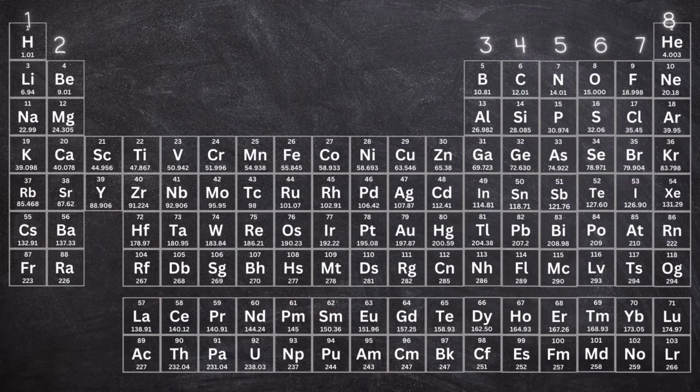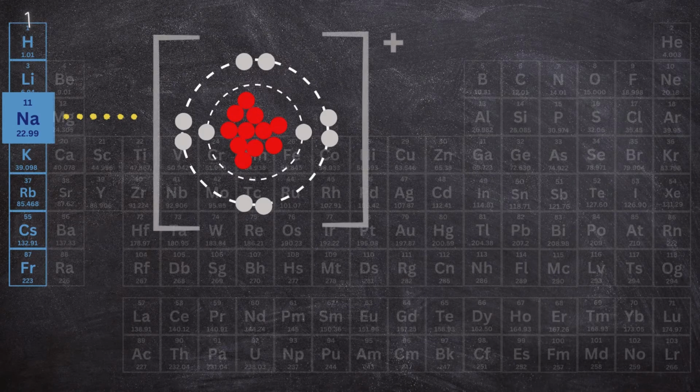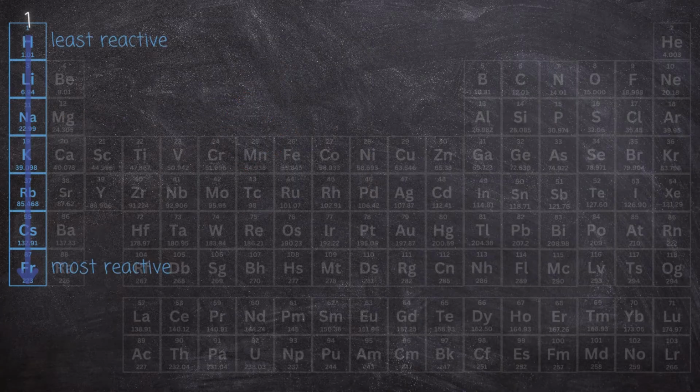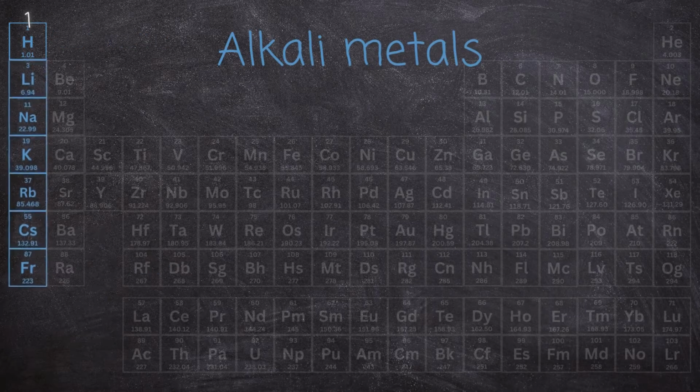Group 1 elements include hydrogen, lithium, sodium, potassium, rubidium, cesium, and francium. Group 1 elements are highly reactive due to their single valence electron. They readily lose this electron to form positive ions. As we move down the group, reactivity increases because the outermost electron is further from the nucleus and more easily lost. Group 1 elements, except for hydrogen, are called alkali metals.